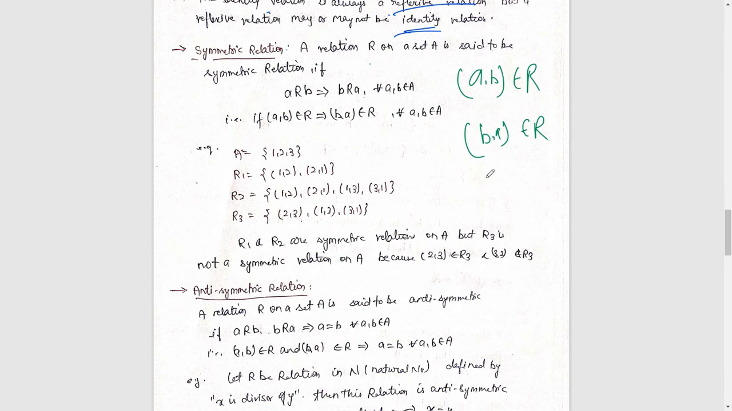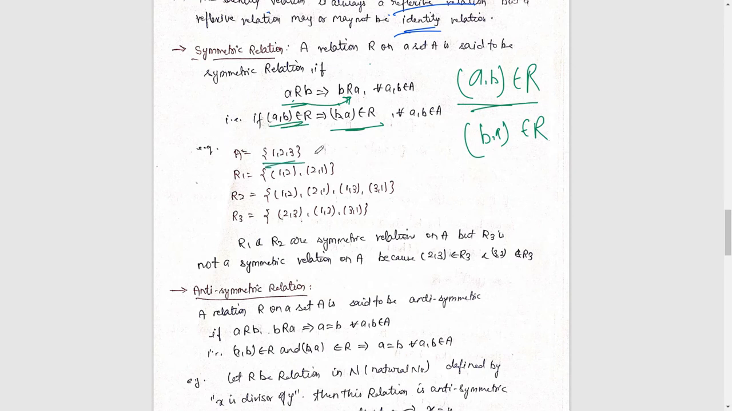So what do we mean? If (A, B) belongs to the relation, then (B, A) also belongs to the relation. It means that a relation R on set A is said to be symmetric if (A, B) belongs to the relation, then (B, A) also belongs to the relation. Or we can say that if A is related to B, then B should also be related to A. So if A related to B also implies that B is related to A, then it is a symmetric relation.